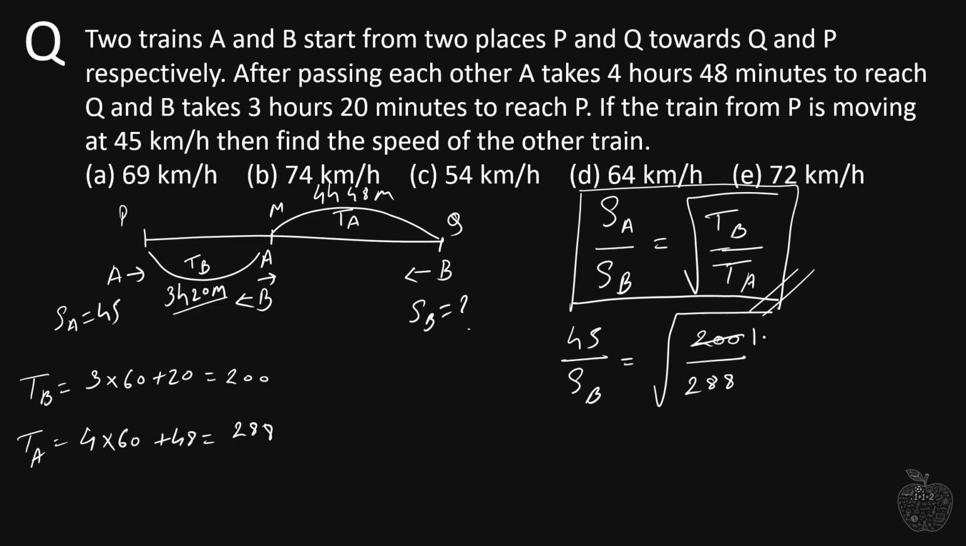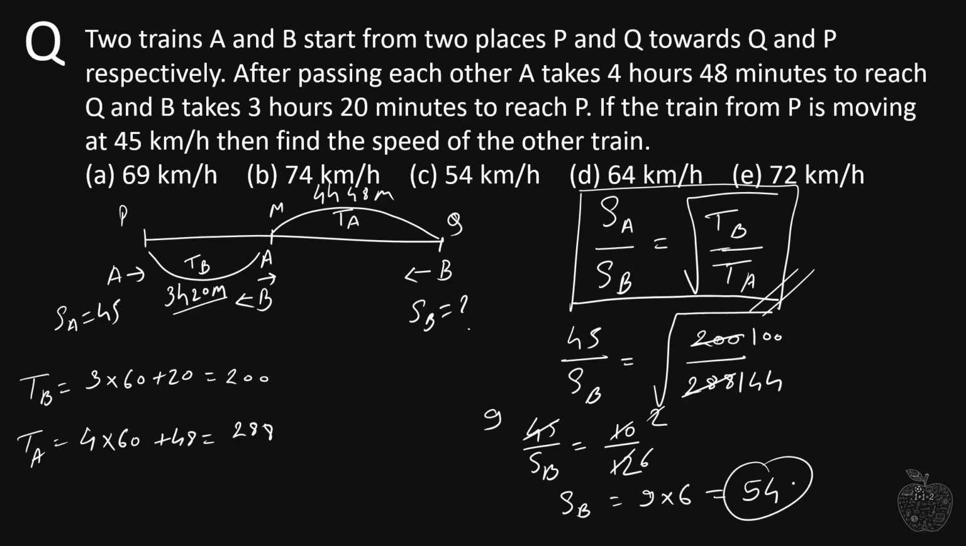Let's simplify. So we get 45 divided by SB, which is equal to the square root of 100 over 144. The square root of 100 is 10, and the square root of 144 is 12. Let's simplify. So we get our answer: SB is equal to 9 into 6, which is 54 kilometers per hour, and this is our required answer. So here option C is the correct one. Now this is the solution of this question. Now let's see the concept behind this formula and how this formula came into picture.